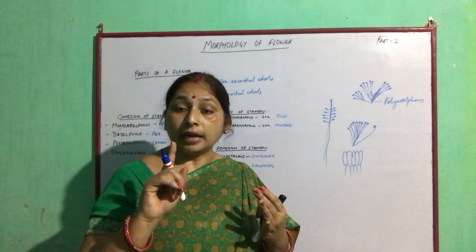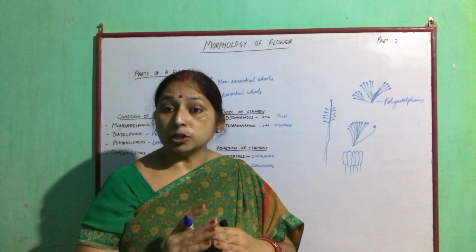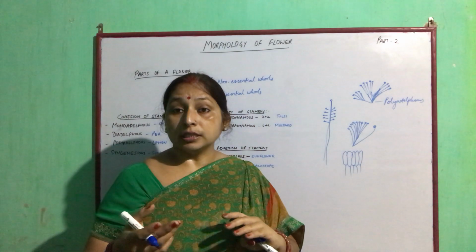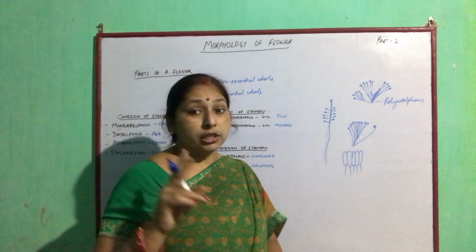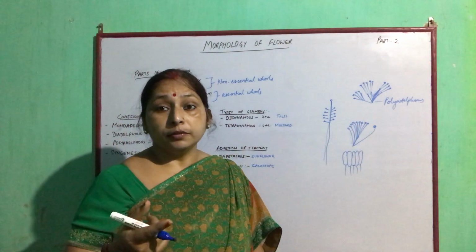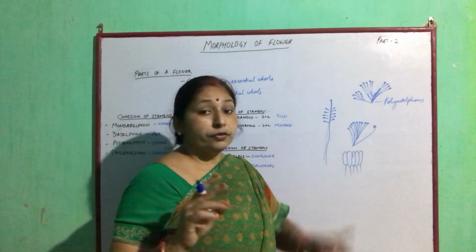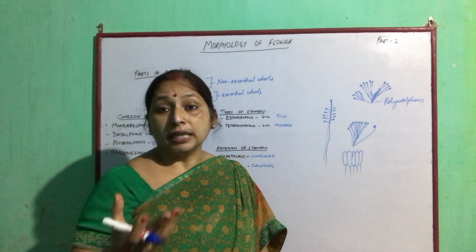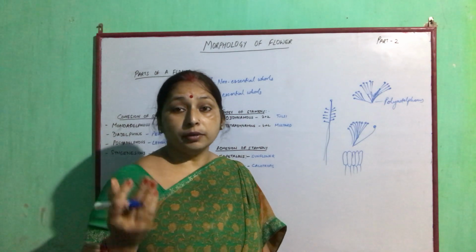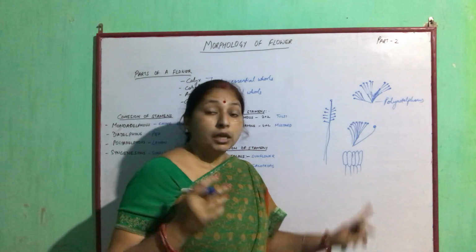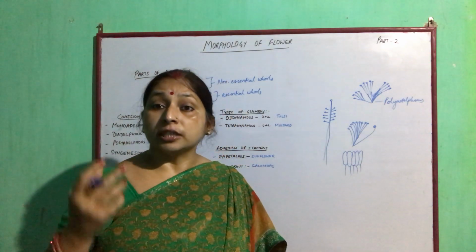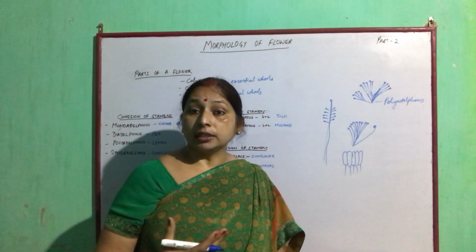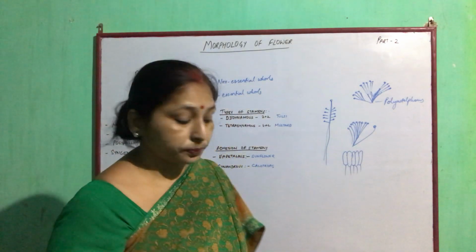Monoadelphous, anthers are free, so all stamens unite to form a single structure. The example for this is hibiscus. Diadelphous condition, when they form two groups. Example for this is pea. When they form more than 3 or 4 groups, then it is a polyadelphous condition. Example for this is mustard. Then if the anthers are united and stamens are free, then the condition is syngenesis. An example for this is sunflower.